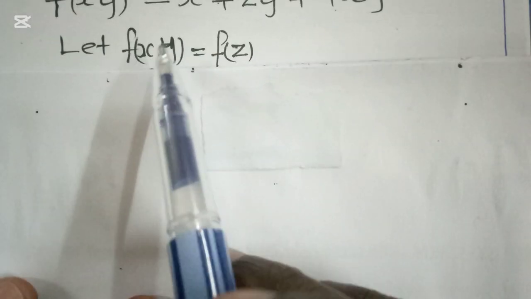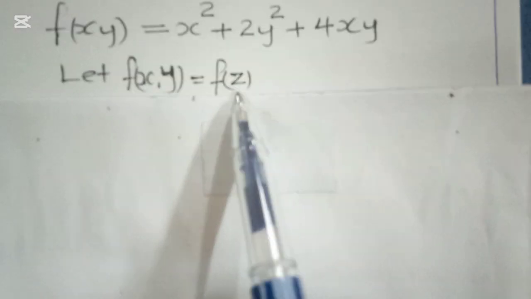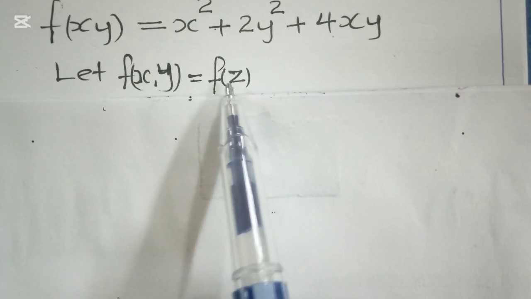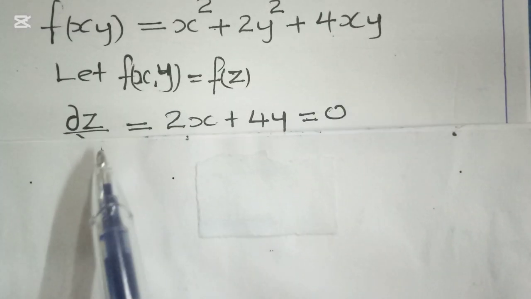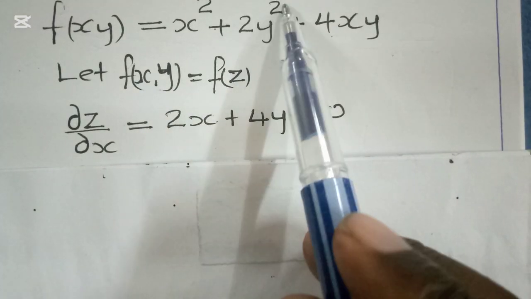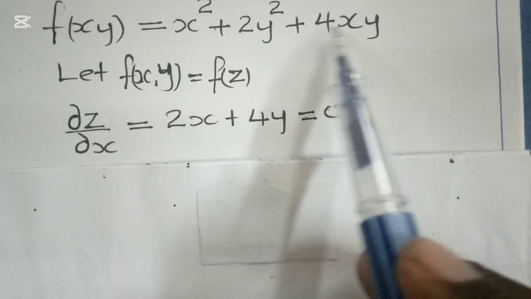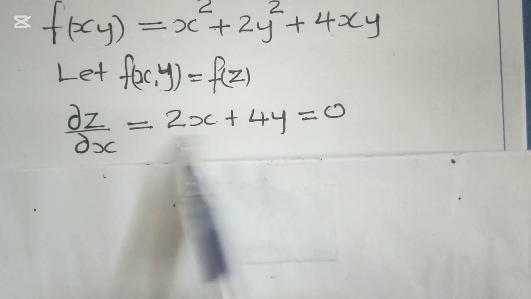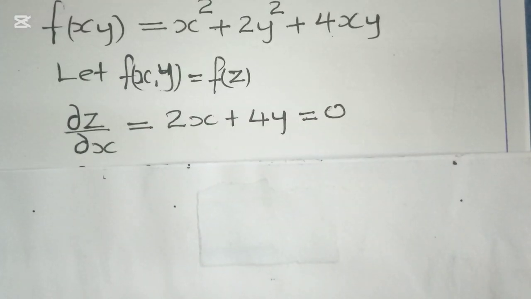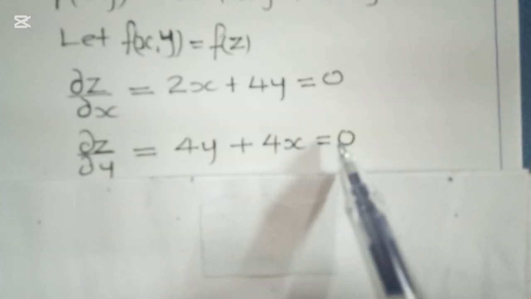And so, guys, I have said that f of x, y can be represented by f. Now I'm going to differentiate with respect to x first. When I do that, I'll get 2x, because this is a constant. This is now 2x, and here we have a constant and we have x, so we shall have 4y. This one we equate to 0. Next, guys, we differentiate with respect to y and also equate it to 0.